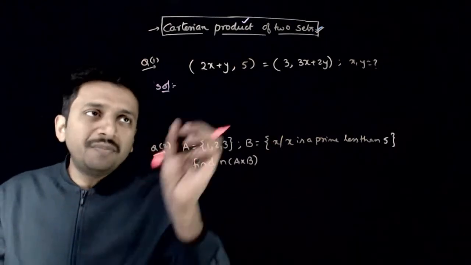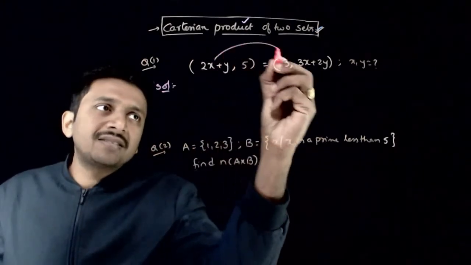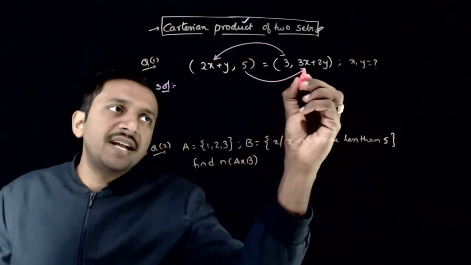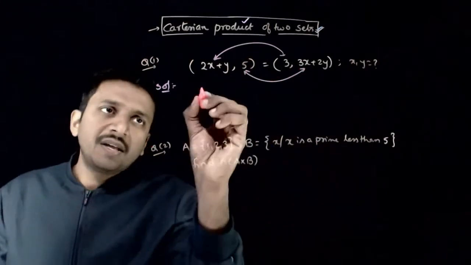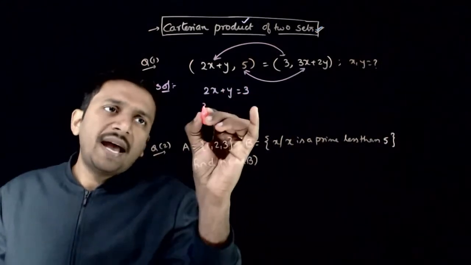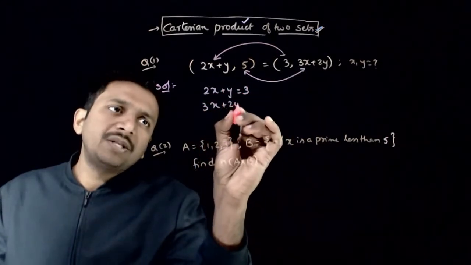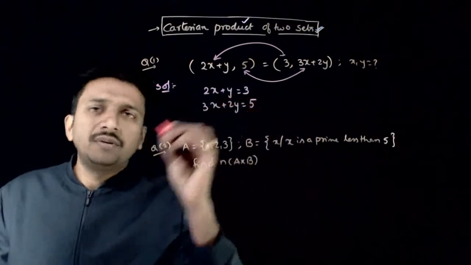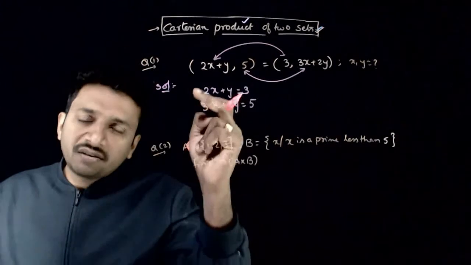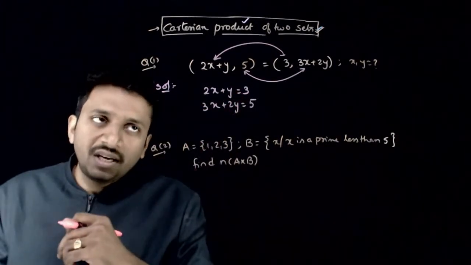So the concept is simple. If two ordered pairs are equal, the first numbers should be equal as well as the second numbers. That means 2x + y has to be equal to 3 and 3x + 2y has to be equal to 5. Both these conditions have to be valid. So now you have two linear equations. You can just solve the linear equations.